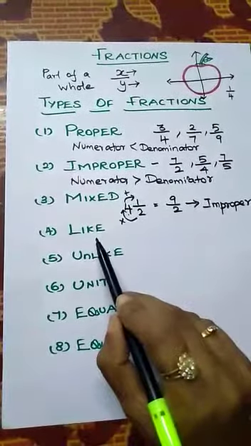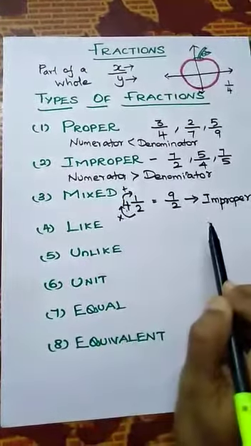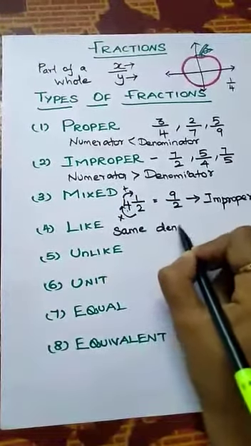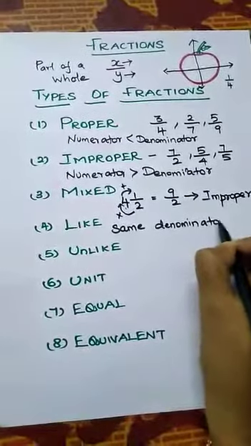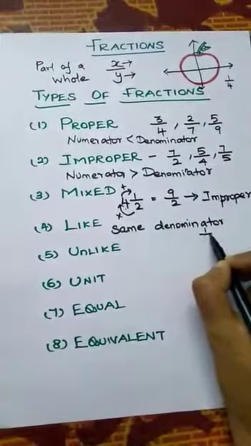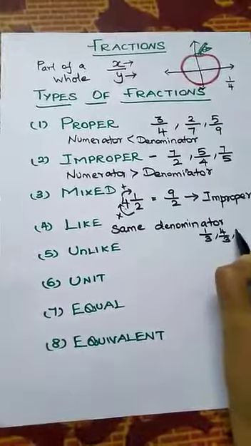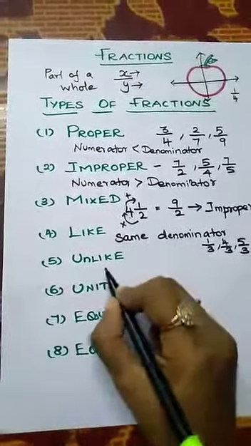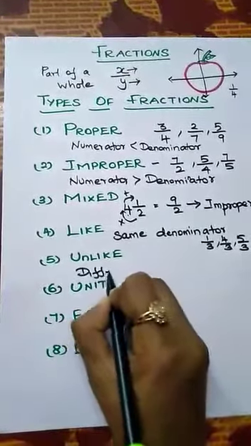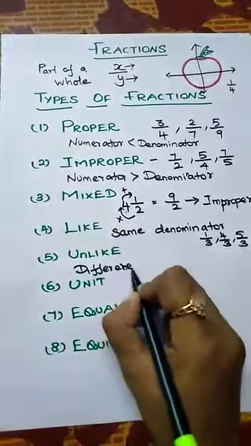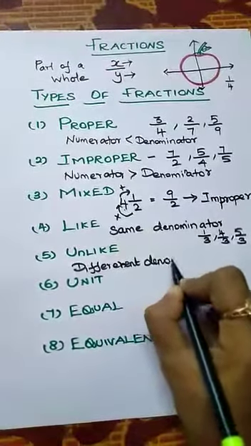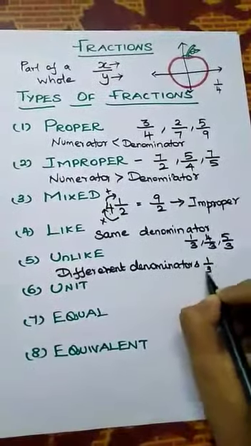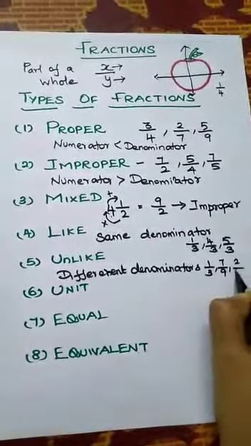Next one, like fraction. Fractions with the same denominator are called like fractions. Example: 1 by 3, 4 by 3, 5 by 3, like that. Unlike fractions means different denominators. Example: 1 by 3, 7 by 9, 2 by 5, like that.